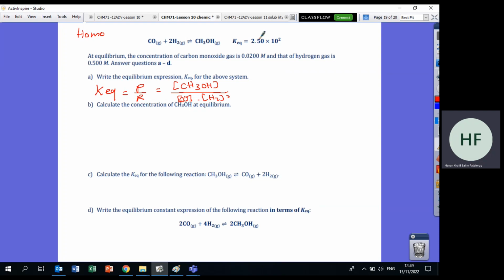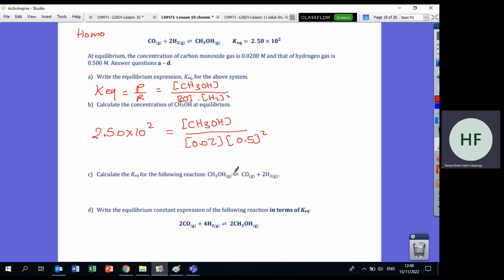From this rule. K is given here. K is 2.50 times 10 power 2, which is equal to CH3OH, this is required, over CO, which is 0.02, and H2, which is 0.5 square. And then you calculate this one.